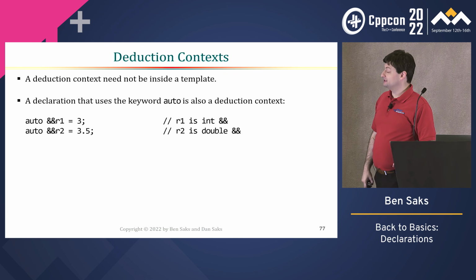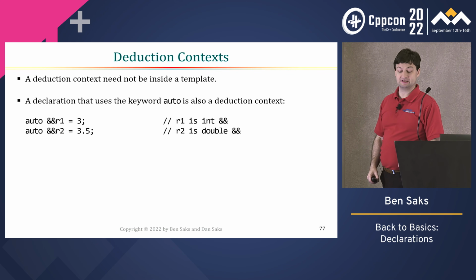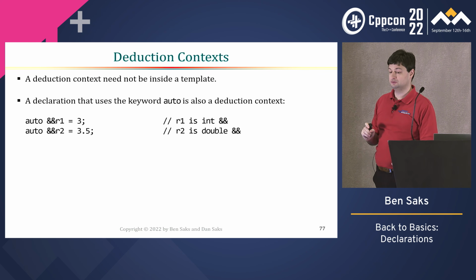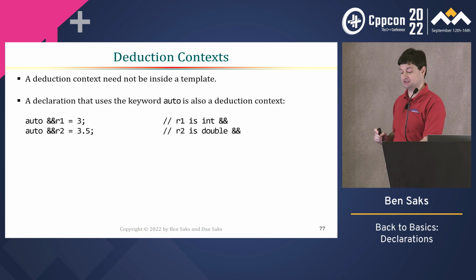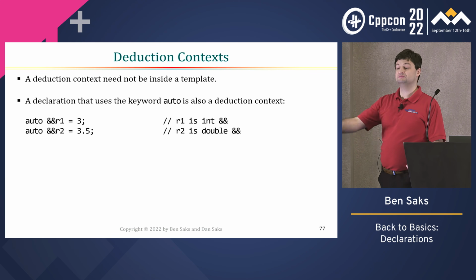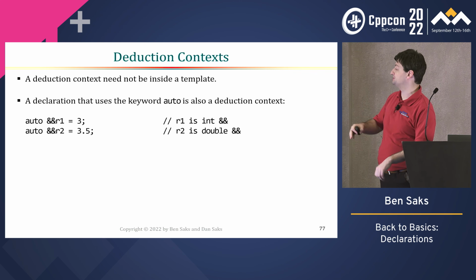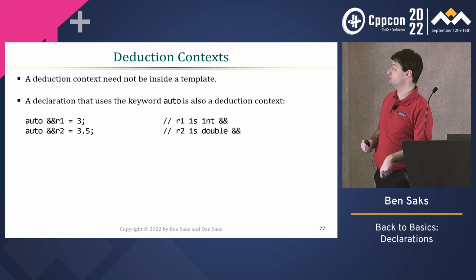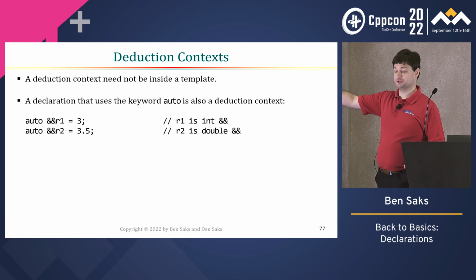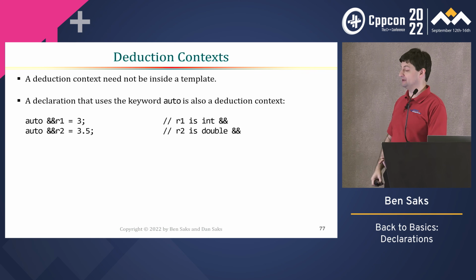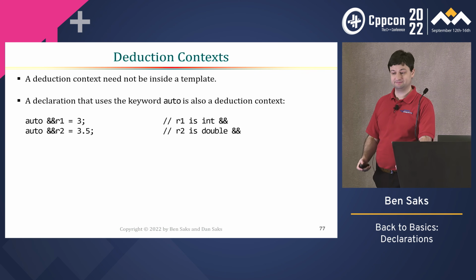Now, a deduction context doesn't necessarily have to be inside a template. A declaration that uses the keyword auto also establishes a deduction context. So these can appear outside of templates. They still create deduction contexts. R1 is an rvalue reference to an int, whereas R2 is an rvalue reference to a double. These could also appear inside templates, and they would also establish a deduction context if they appeared inside a template. Wherever they appear, it's a deduction context.